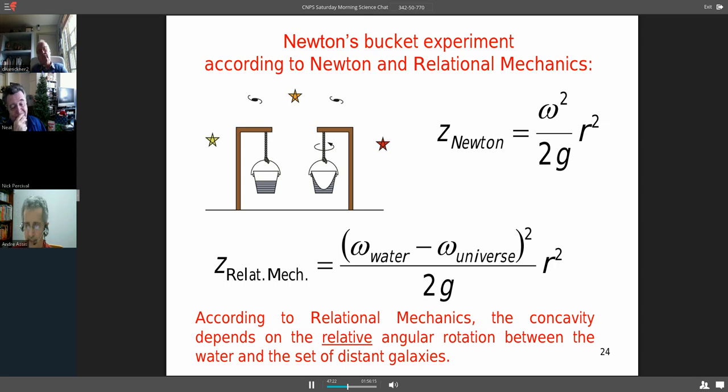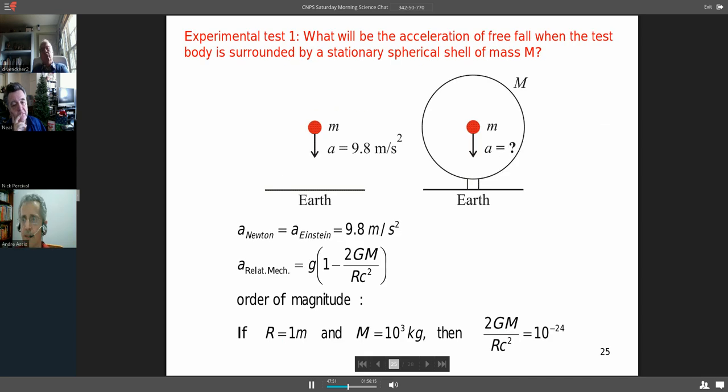Can we compare it with Einstein's theory of relativity? Yes. And I will show here only two simple experiments, more to clarify the distinction between these two theories, not to perform in the laboratory because the order of magnitude is very small, but to see clearly the distinction between general relativity, Newtonian mechanics, and relational mechanics.